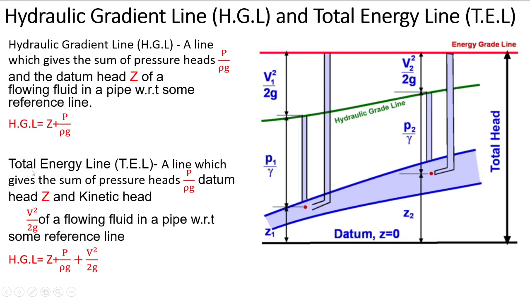Now we will move towards the total energy line. It is a line which gives the sum of the pressure head P by rho g, datum head Z, and kinetic head V square by 2g of a flowing fluid in a pipe with respect to some reference line. The summation of Z1 plus P1 by rho g plus V1 square by 2g gives the total energy line. This is the total energy line and this is the hydraulic gradient line.